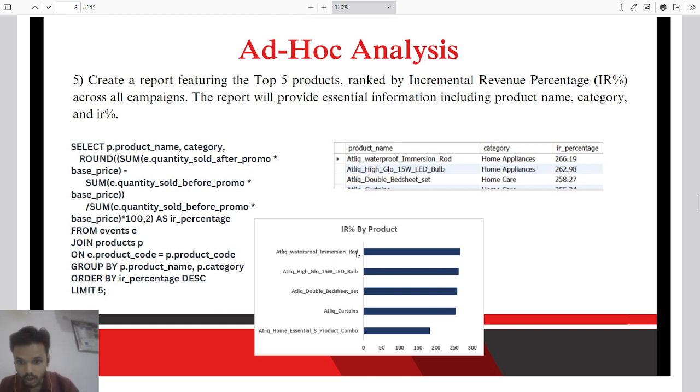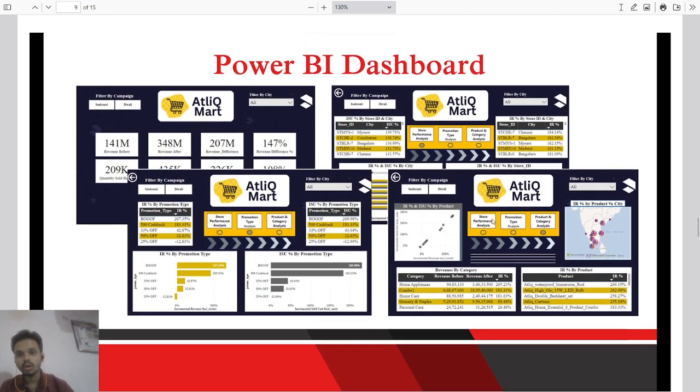The AtliQ waterproof immersion rod has the highest IR percentage, which means it has given the highest revenue, followed by the LED 15-watt bulb, then followed by bedsheet, curtains, and home essential 8 product combo. So we can see that the waterproof immersion rod is giving good revenue in every term. Now let's move forward to the dashboard.